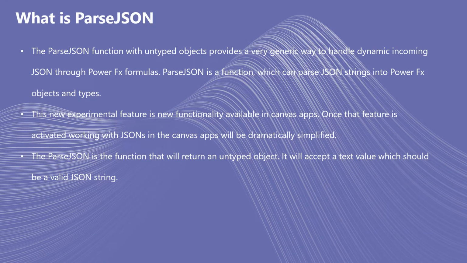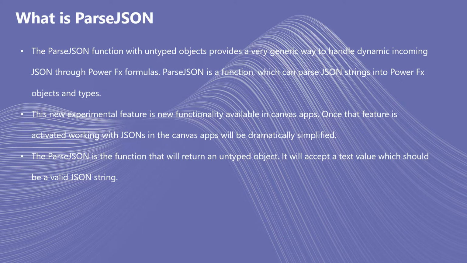Basically, what is Parse JSON? The Parse JSON function with untyped object provides a very generic way to handle dynamic incoming JSON through PowerFX formulas. Parse JSON is actually a function, which is an experimental feature at this moment, which can parse valid JSON strings into PowerFX objects and types.